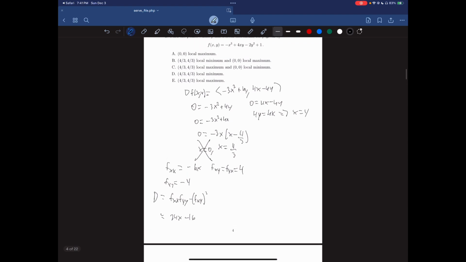And if we plug in 4 over 3, we're going to get a positive value for D, which means it could be a local minimum or maximum. And that's pretty obvious because if you plug in a value greater than 1 here and subtract 16, it's going to be greater than 0, and that's what we're looking for. Now we need to just look at fxx or fyy just to see if it's a minimum or maximum.